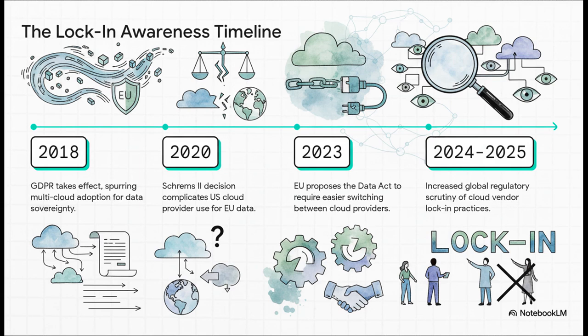It really started with data sovereignty concerns from GDPR back in 2018. Then you had court cases like Schrems II, making things even more complicated. And now, we're seeing direct laws being proposed, like the EU's Data Act, which has the explicit goal of making it easier to switch cloud providers. The big takeaway here? Regulators are now looking at lock-in as a market competition problem.